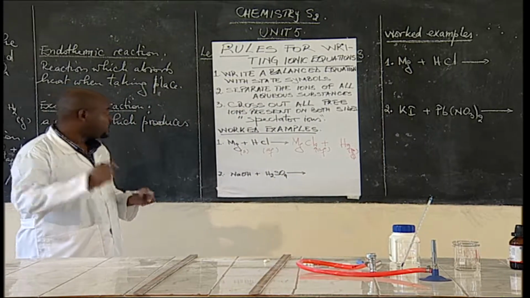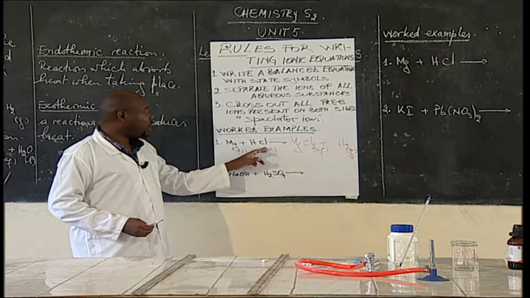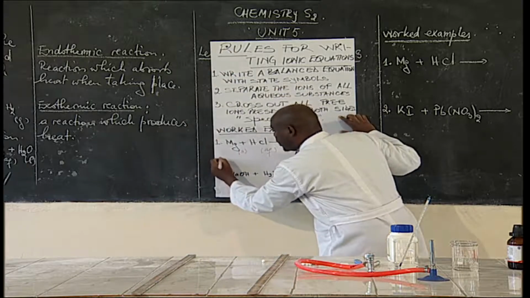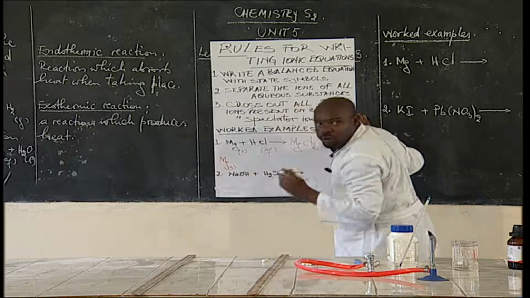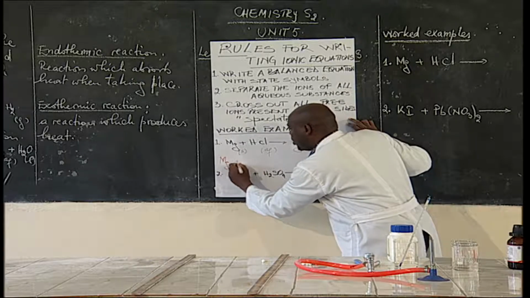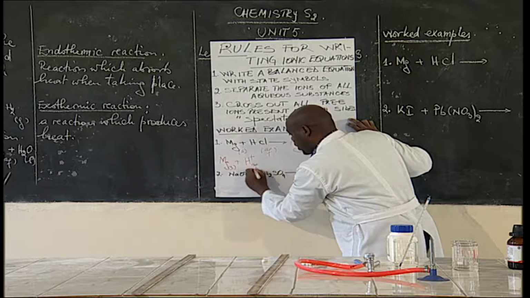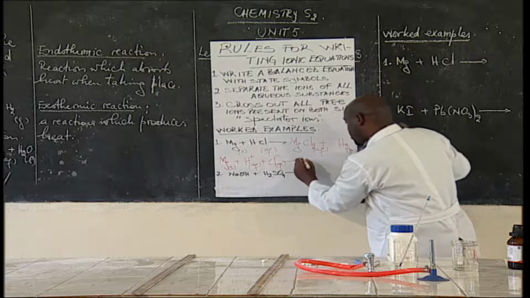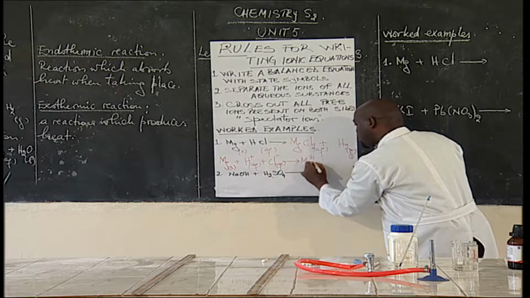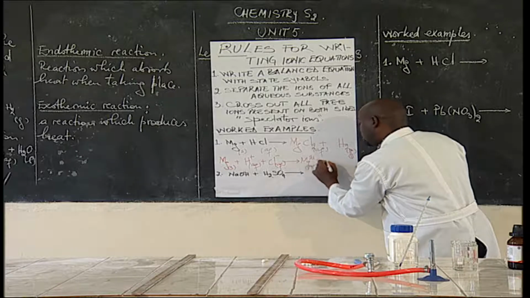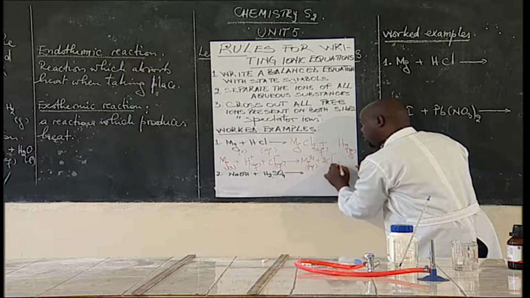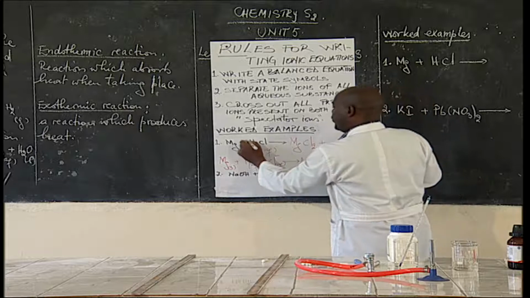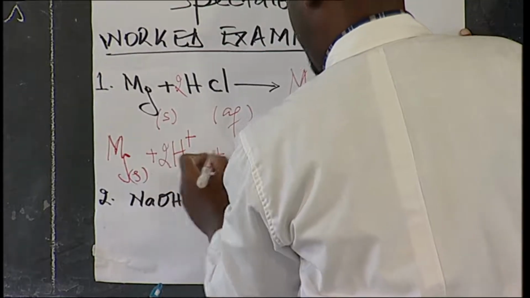Let us separate the ions. The aqueous substances we have are hydrochloric acid and magnesium chloride. So our equation becomes magnesium solid, remember to always put the state symbols, plus H+ in aqueous state plus Cl- in aqueous state, and we produce Mg2+ in aqueous state plus 2Cl- in aqueous state plus hydrogen gas. Remember, here we have to balance, and because of that, here we have 2, and here we have 2.